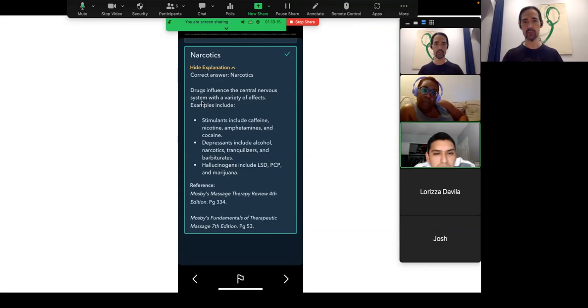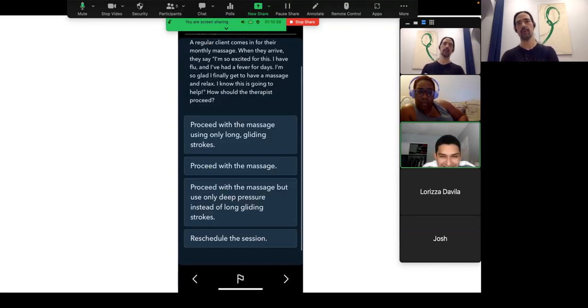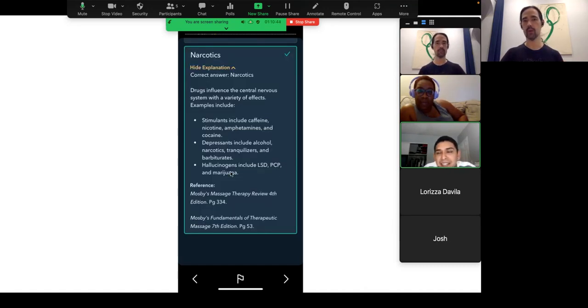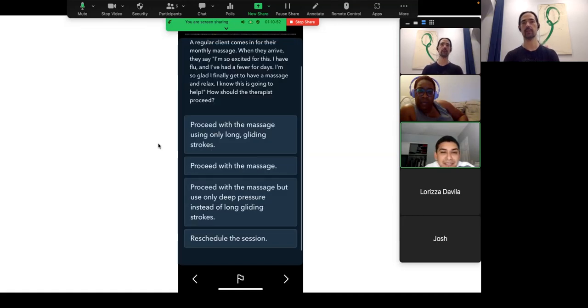Drugs influence the central nervous system with a variety of effects. That's what we've been talking about. Examples are stimulants that include caffeine, nicotine, amphetamines, and cocaine. Depressants include alcohol, narcotics, tranquilizers, barbiturates, hallucinogens or LSD, PCP, and marijuana. Let me just back up. So marijuana at one point was classified as a narcotic.